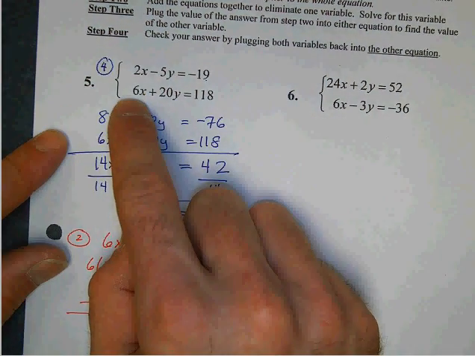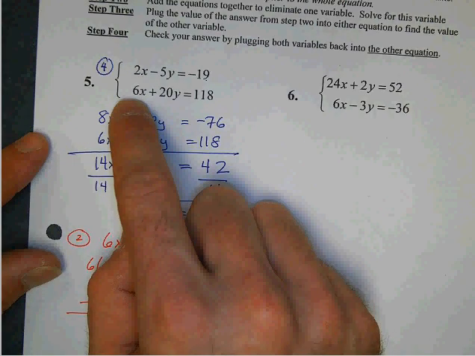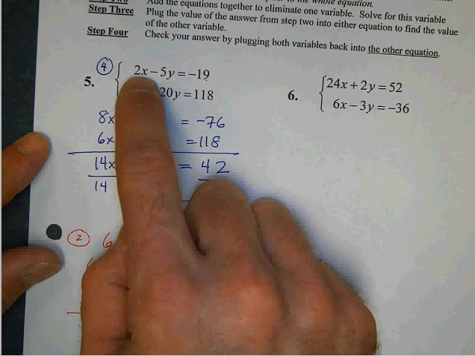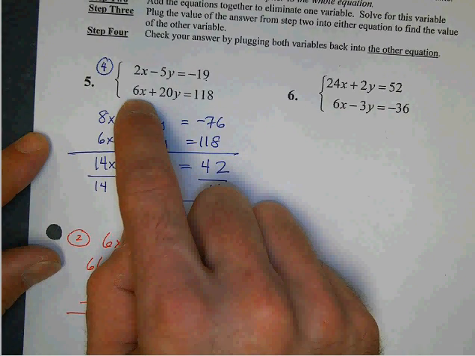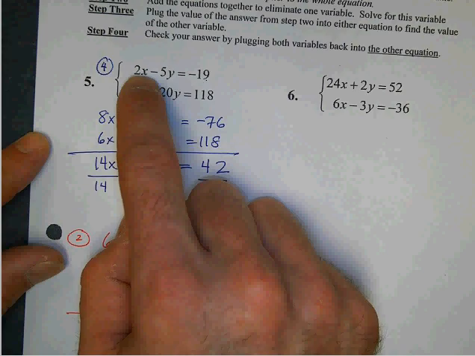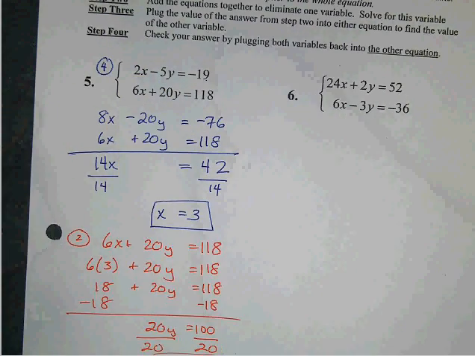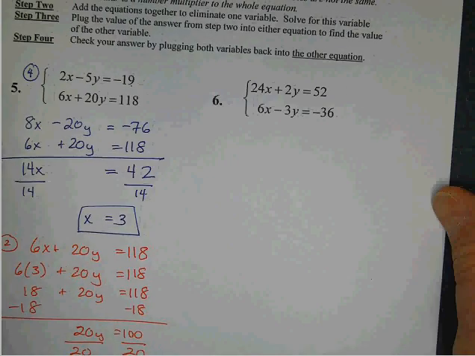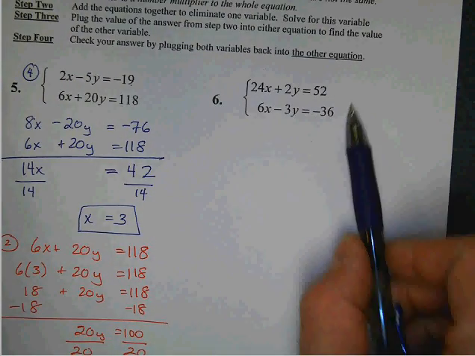Let's stay away from thirds. If you multiply by 3, you get positive 6x and positive 6x. How about negative 3? Negative 3 would give you negative 6x and positive 6x. So you could have dropped out the x's. It doesn't matter. Whichever one looks more convenient, which looks easier to you. So, let's look at our last one here, number 6.